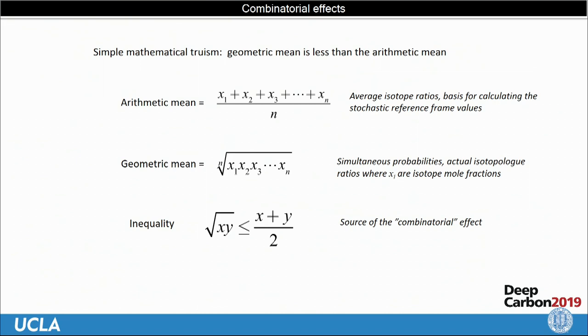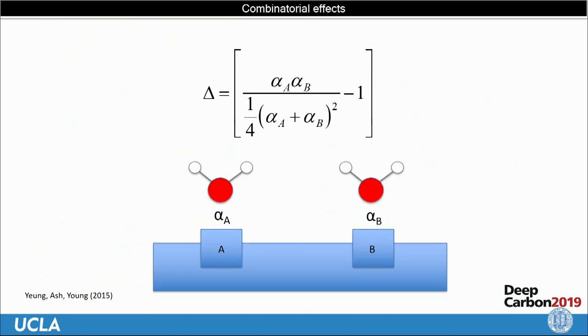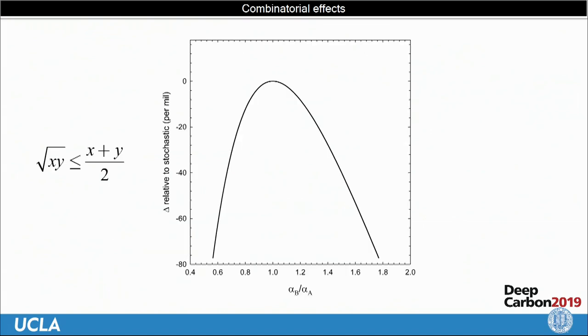And it's a truism that there's an inequality between the arithmetic mean and the geometric mean, which is that the geometric mean is always less than the arithmetic mean. So the result of that is that you get an apparent shift in isotopic log ratios as a consequence of that inequality. So what that means, no pun intended, is that you're going to get anti-clumping, you're going to get negative clumping values as a result of mixing different reservoirs that have different isotope ratios together to form a molecule.